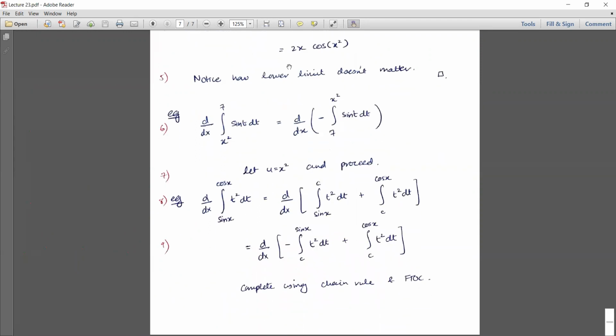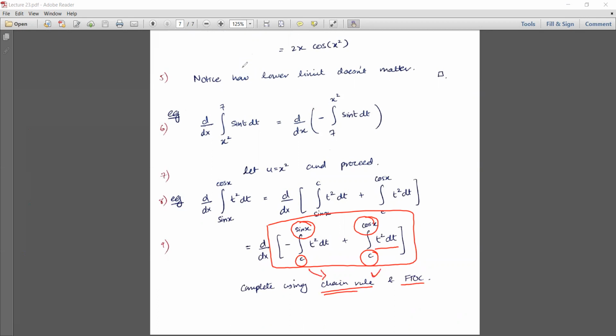So I get this in the end, right? I need to now differentiate negative integral from c to sine x of t squared dt plus integral from c to cos x of t squared dt. And now I can again complete using a combination of the chain rule and the fundamental theorem. So I can do these separately.